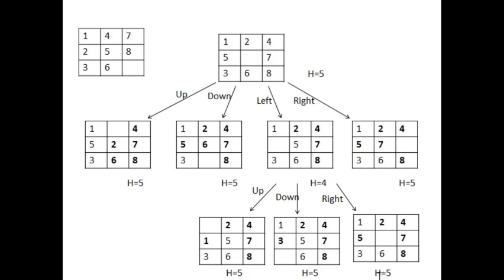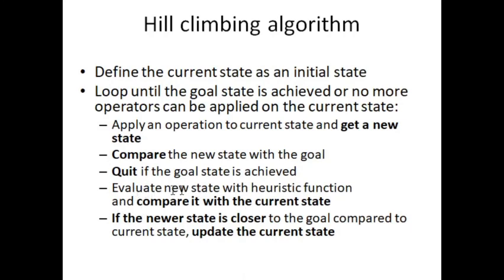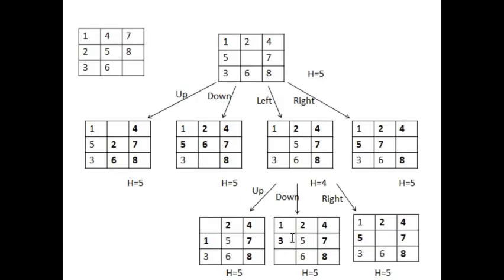So just look at the heuristic values. The heuristic value for this state is 5. The heuristic value for this state is 5. The heuristic value for this state is 5. So just look at the algorithm again. Let me open it. We evaluate new states with the heuristic function and compare them with the current state. If a newer state is closer to the goal as compared to the current state, that is, if the newly generated states are closer to the goal as compared to our current state. This is our current state now.